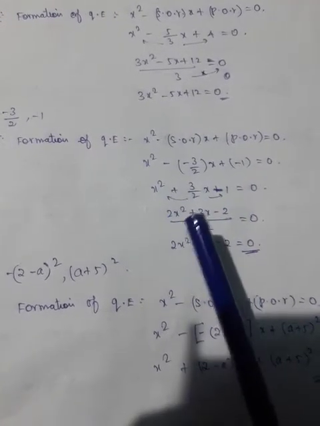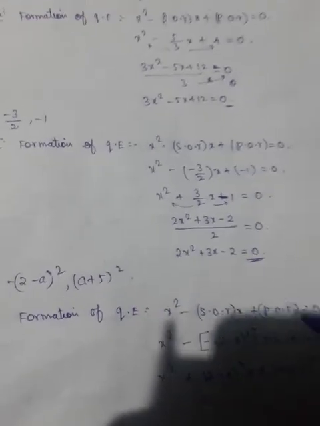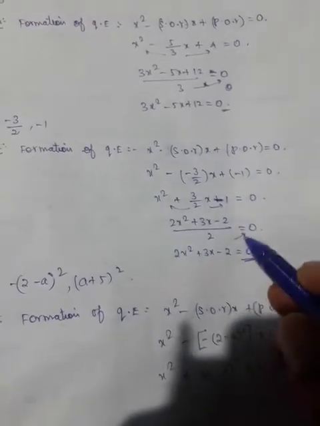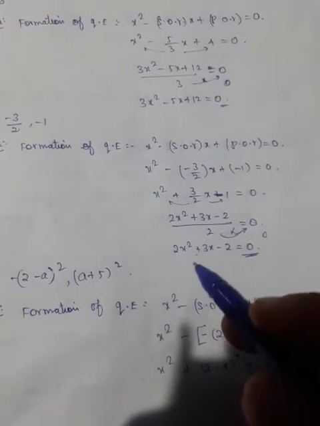So 2x square plus 3x minus 2 divided by, again we write this 2. This 2 we can multiply on the right side, 2 into 0, 0. So 2x square plus 3x minus 2 equal to 0.